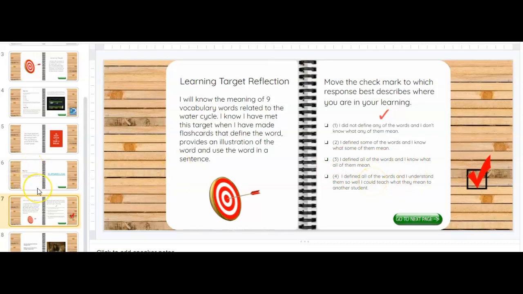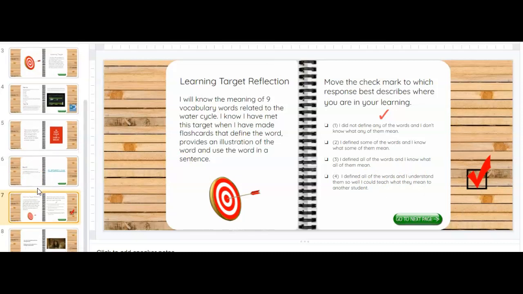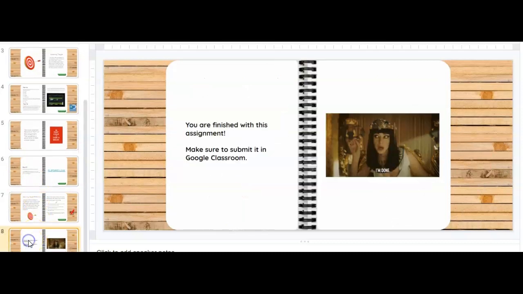After you mark where you are in your learning, go ahead and go to this last slide, and it just reminds you to turn this in on Google Classroom, and you are done with this digital science notebook.